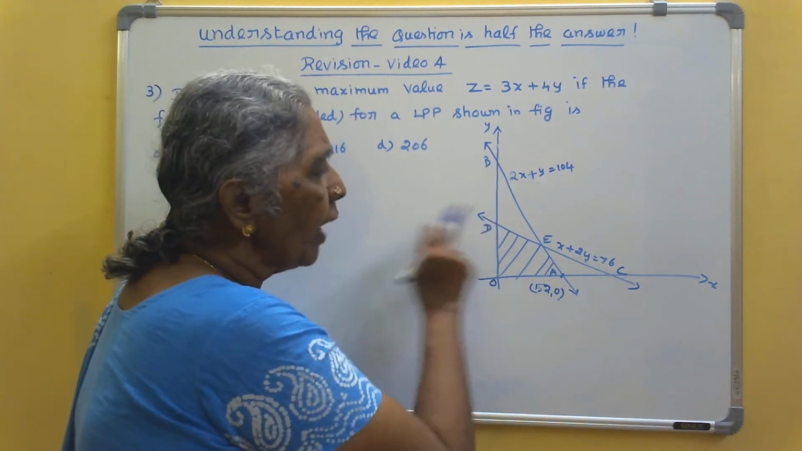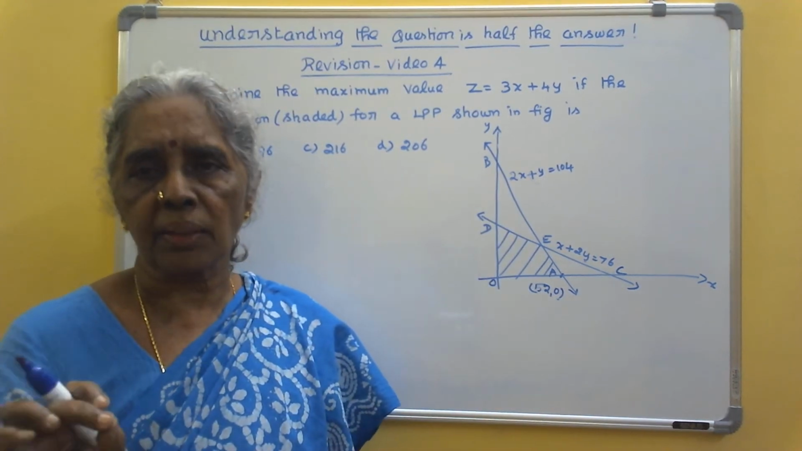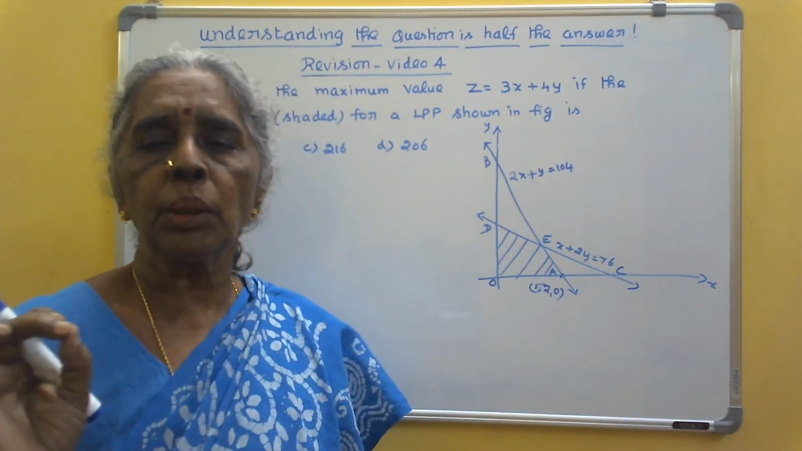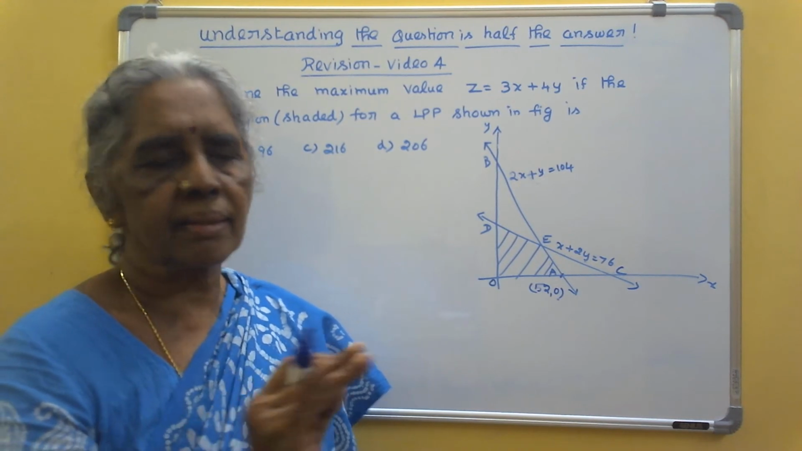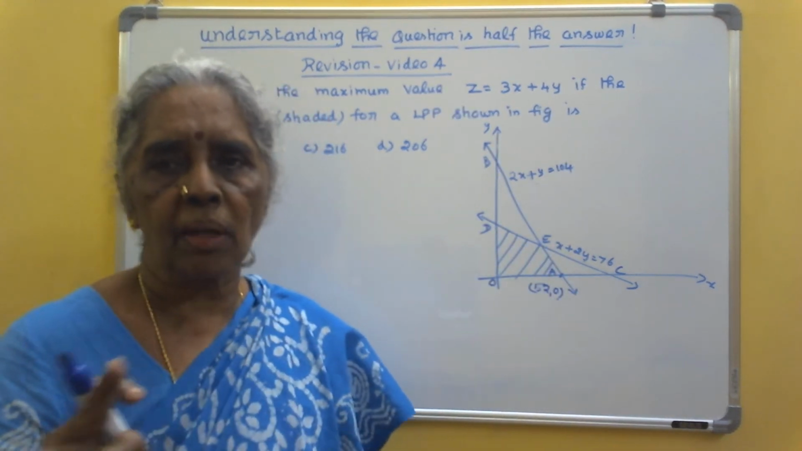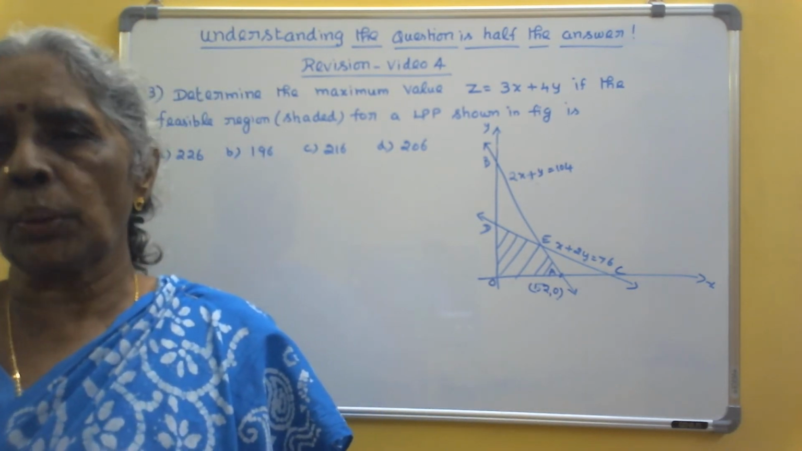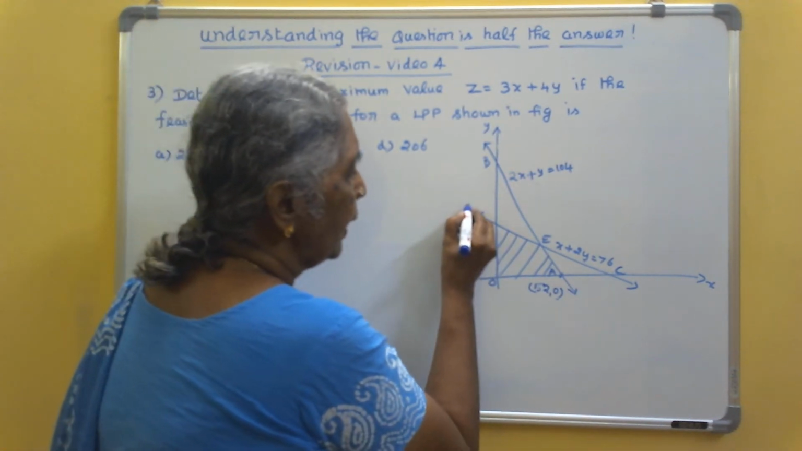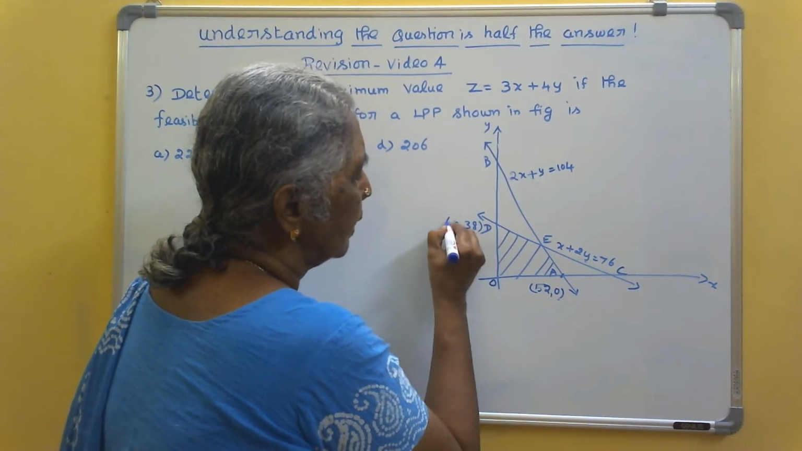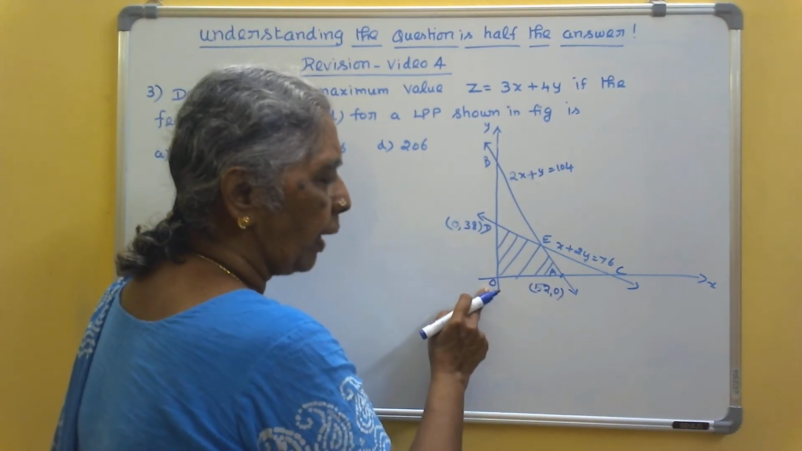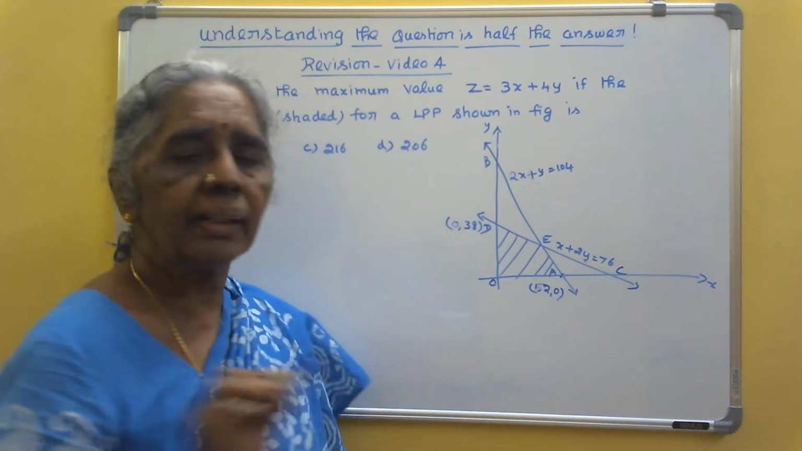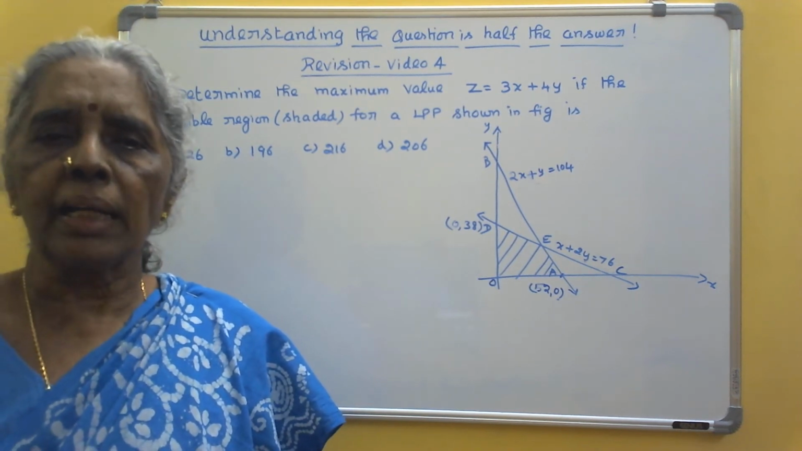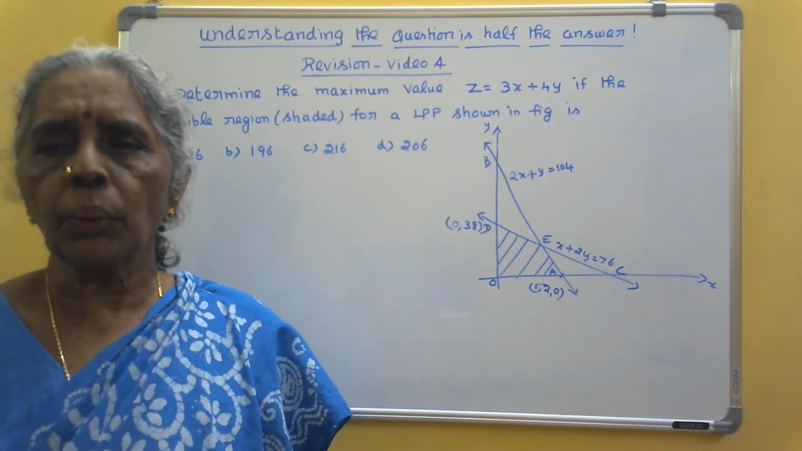Then, how to find D? D is the point where this line x + 2y = 76 cuts the y-axis. Put x = 0 because the equation of the y-axis is x = 0. Then 2y is 76, y becomes 38. So, the point D is (0, 38). So you got this point, and this you know is (0, 0). How to find E? E is the point of intersection of the two straight lines. So algebraically solve them and then you get E.